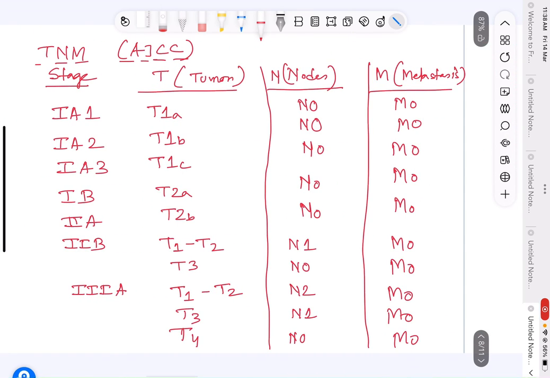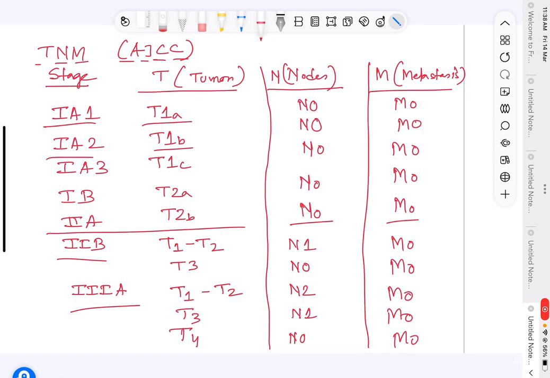सो 1A1, 1A2, 1A3, 1B, 2A. यहाँ तक एकदम ईजी है, क्योंकि हमें NM इन्वॉल्व नहीं होगा. NM यहाँ तक इन्वॉल्व नहीं होता है. इसके बाद NM इन्वॉल्व होगा. ठीक है, सो 1A1 में T1A, उसके बाद वाले में T1B, उसके बाद वाले में T1C, नेक्स्ट वाले में T2A, नेक्स्ट वाले में T2B. T1A, T1B, T1C, T2A, T2B. हमारा 1A1, 1A2, 1A3, 1B, 2A हो गया.